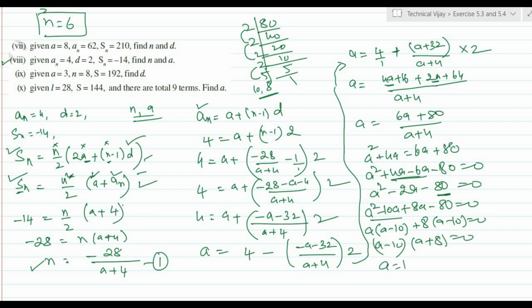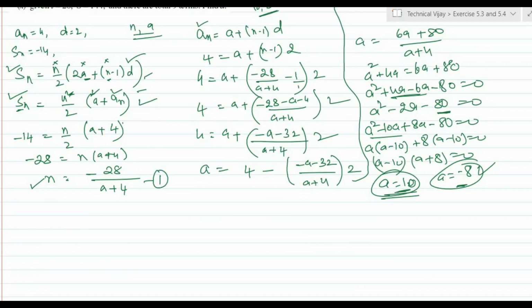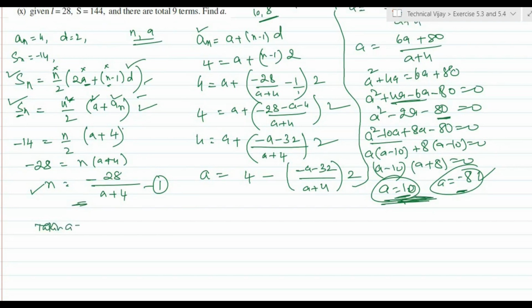So a = 10 and a = −8. There are two values for a. So we will take both these values and calculate the n value. We have to use this a value and calculate n. a is equal to 10.